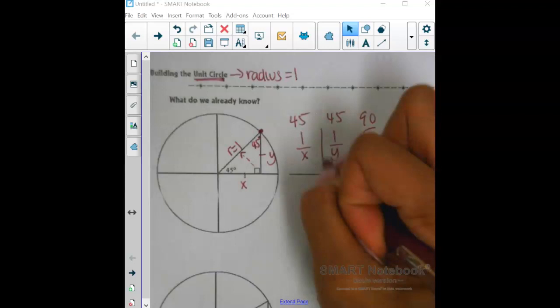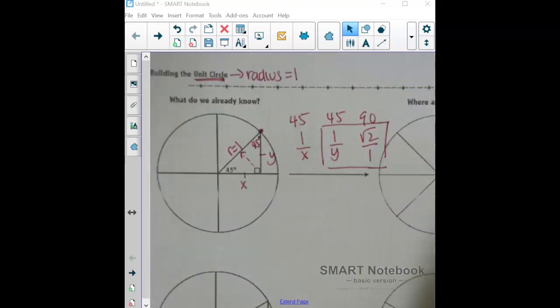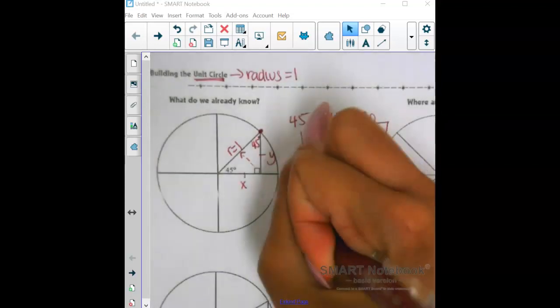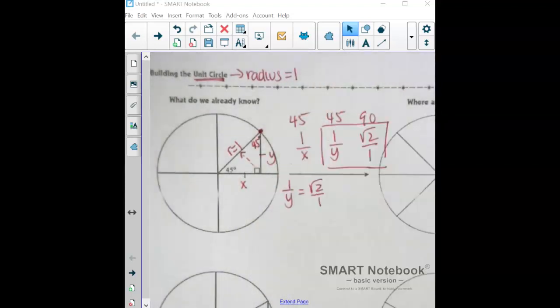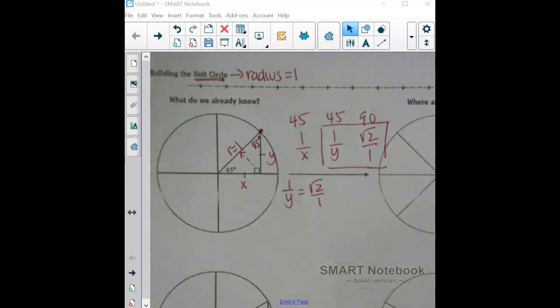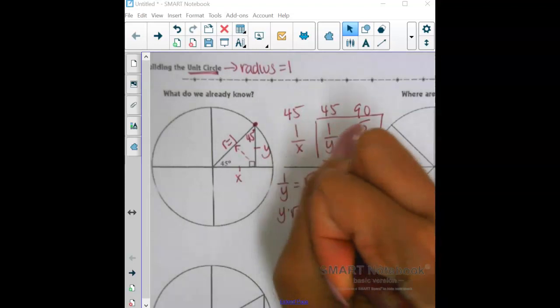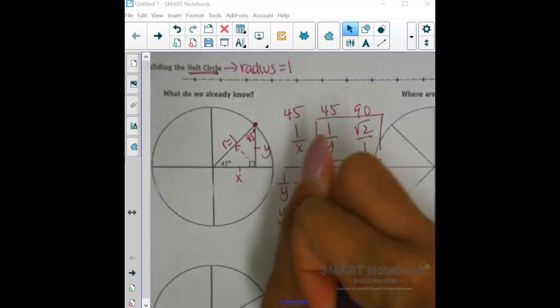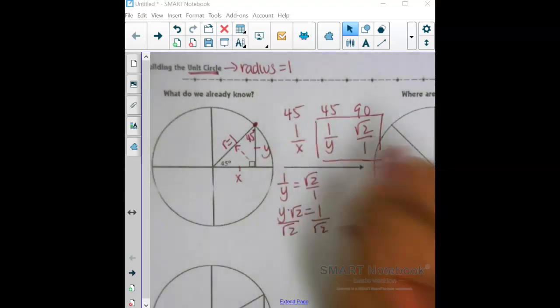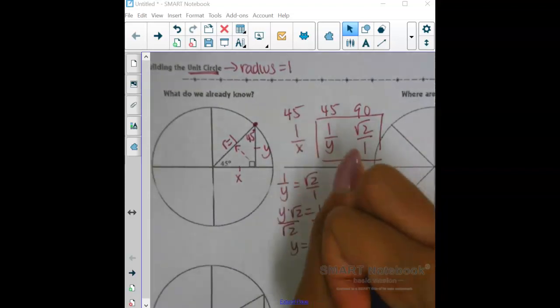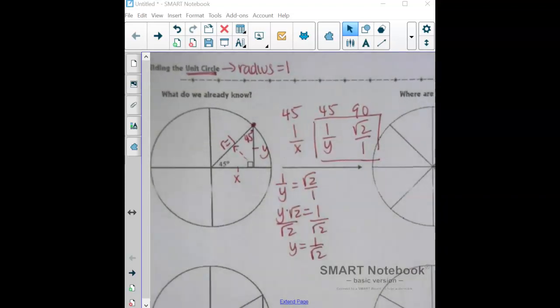So I'm just going to use this one here, just because it's already close to each other, and I'm just going to solve, because I know that x is going to be the same for whatever y is. So 1 over y is going to equal the square root of 2 over 1. How would you solve this? Cross multiply. So y times the square root of 2 is going to equal 1. I'm going to divide both sides by the square root of 2. And I have y is equal to 1 over the square root of 2. Technically this is a number, but I like for you guys to rationalize your answer. So when I rationalize something, Odalis, what does that mean that I have to do?